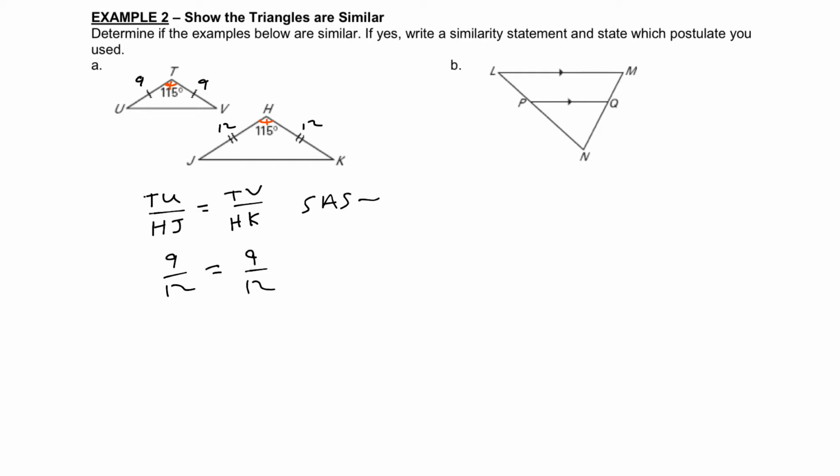We can see that we have angle U corresponding to angle J. So when we go to write our similarity statement here, for the small triangle, I'm going to write triangle UTV is similar to triangle, well, again, I just said that angle U corresponds with angle J. So the vertex U corresponds with the vertex J. And then we can see that the two angles I marked in red, those correspond with each other. So the second triangle is going to be JHK.